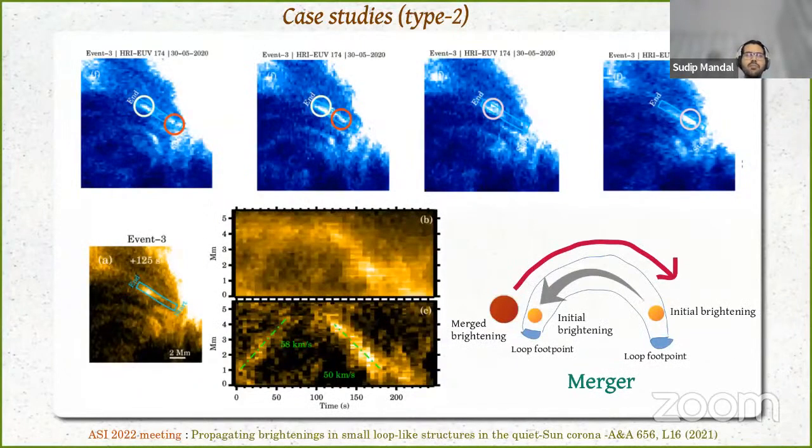Let's look at another type where we see systematic movements, but in this case, they are being merged. There is already a stationary brightening outlined by this yellow circle, and then the red one moves and merges, and then the whole merged quantity moves back to the initial location. I drew a cartoon like this to illustrate the fact. And again, the velocities are subsonic. So that's an interesting feature.